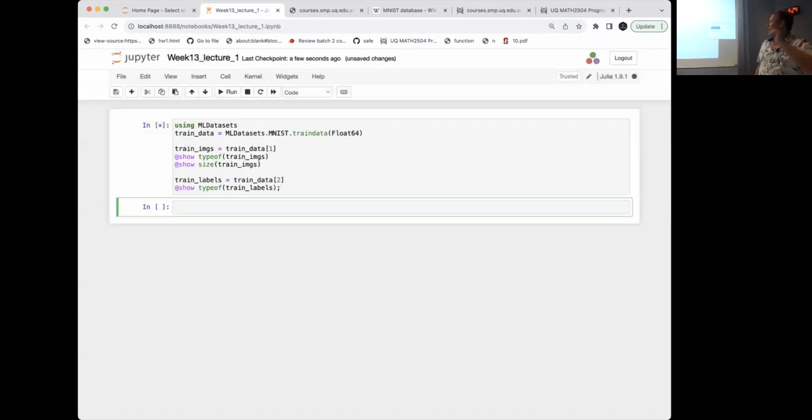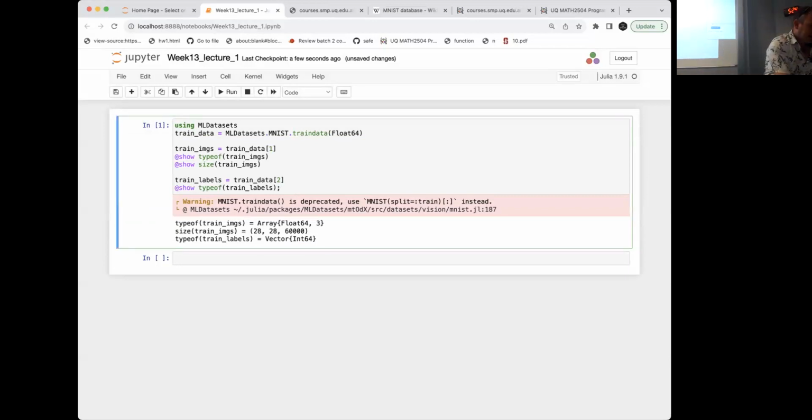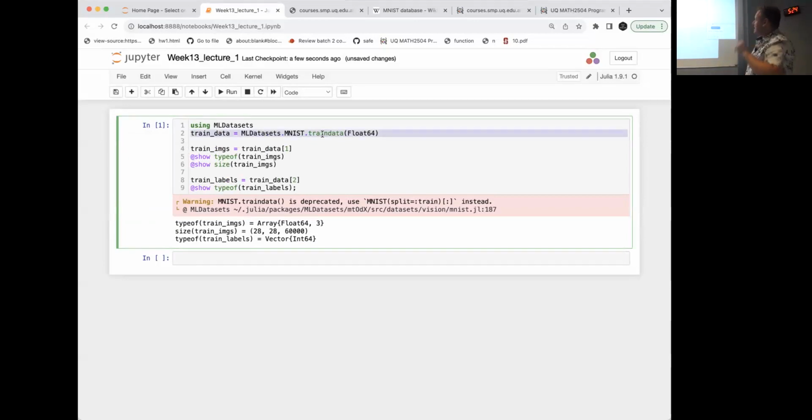So first of all, the package MLDatasets is just a Julia package that exposes popular available machine learning datasets. There's some warning here about deprecation, but let's not worry about that. So that's the package MLDatasets. And what we're doing here is asking it, give us MNIST, and get the train data of MNIST. I'll speak in a second about what train data is. And then let's look at train images.